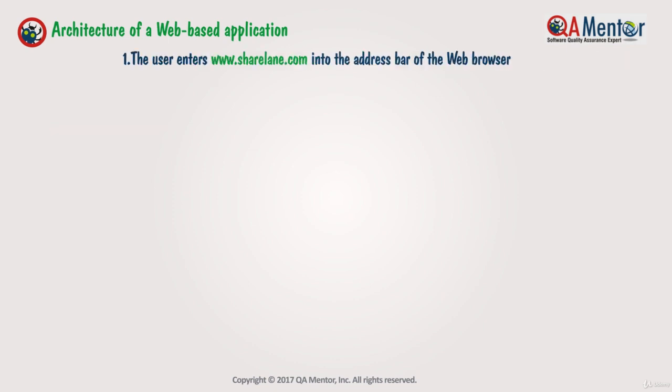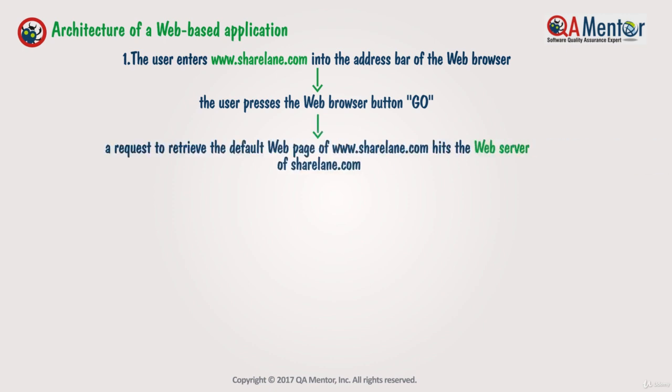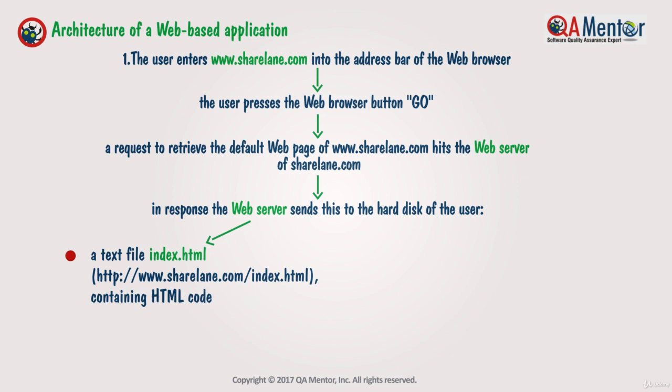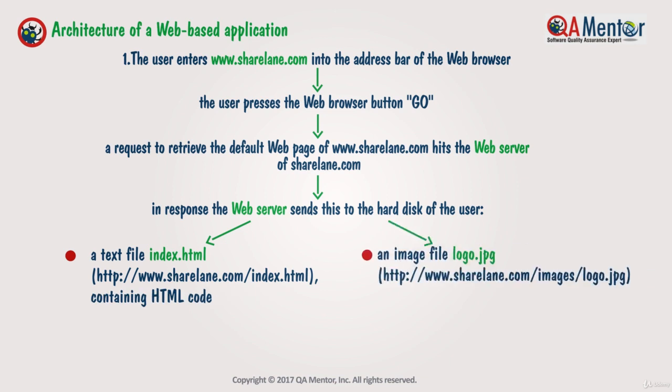1. After the user enters www.sharelane.com into the address bar of the web browser and presses the button Go, a request to retrieve the default web page of www.sharelane.com hits the web server of sharelane.com, and in response, the web server sends this to the hard disk of the user: a text file, index.html, containing HTML code, and an image file, logo.jpg.